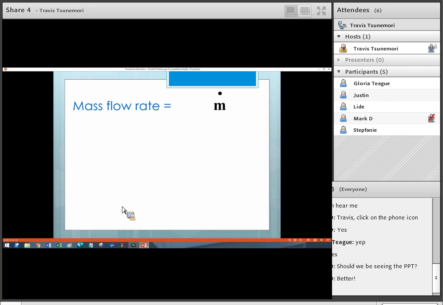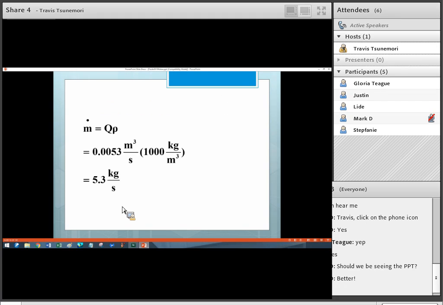We've got meters cubed per second. We need kilograms per second. So we need to multiply by kilograms per meter cubed, which sounds an awful lot like density. So the mass flow rate is going to be our volumetric flow rate times the density of the fluid. And in this case, we had water, which is 1,000 kilograms per meter cubed, is the density, or 5.3 kilograms per second as our mass flow rate.